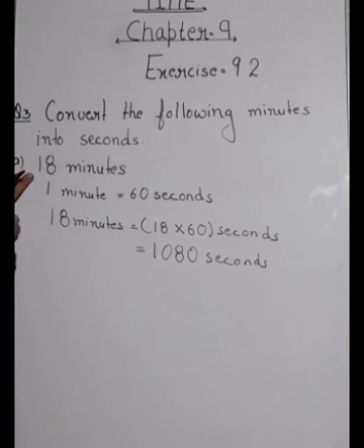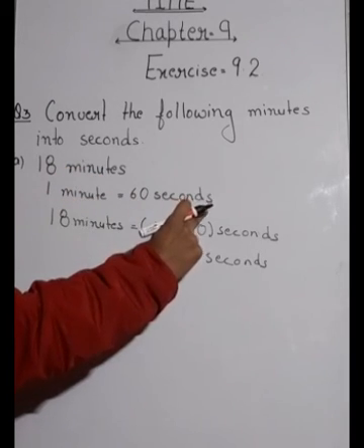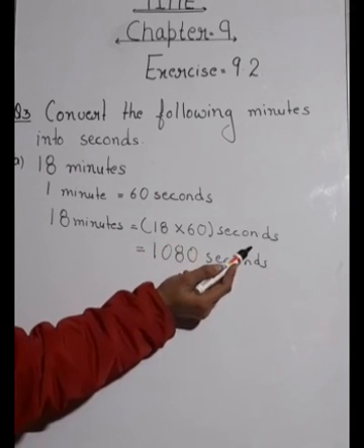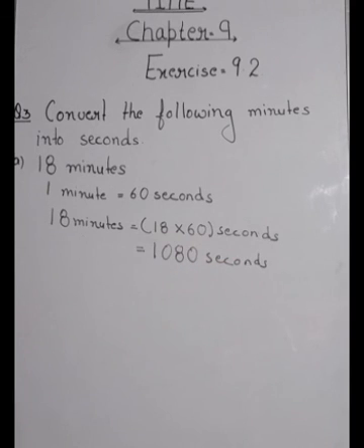How you are going to do it? 18 minutes you have to convert into seconds. So you will write 1 minute is equals to 60 seconds. Now 18 minutes is equals to 18 into 60 seconds, and when you multiply these two, you are getting 1080 as your answer. Okay, so this is the way of converting minutes into seconds.